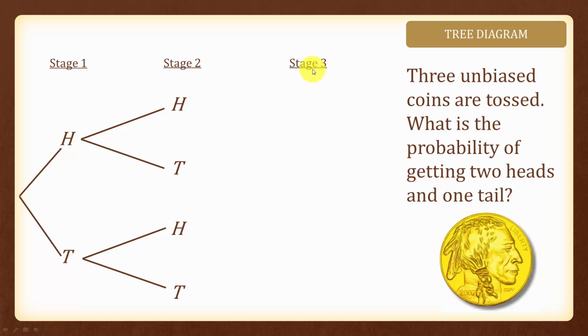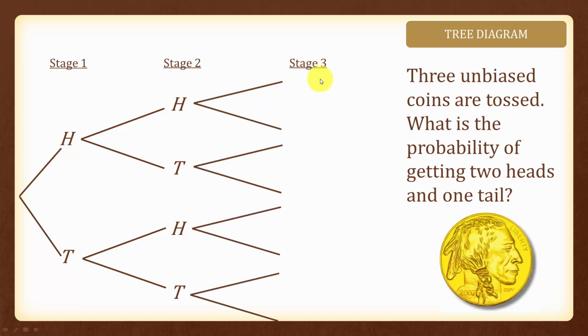And for the third stage, whereby the third coin is being tossed, we will have 2 possible outcomes as well. Here it means that if the first stage is a head and the second stage is a head, then the third stage can be either a head or a tail, and likewise for the rest. In this last column here, we will put the final outcomes.